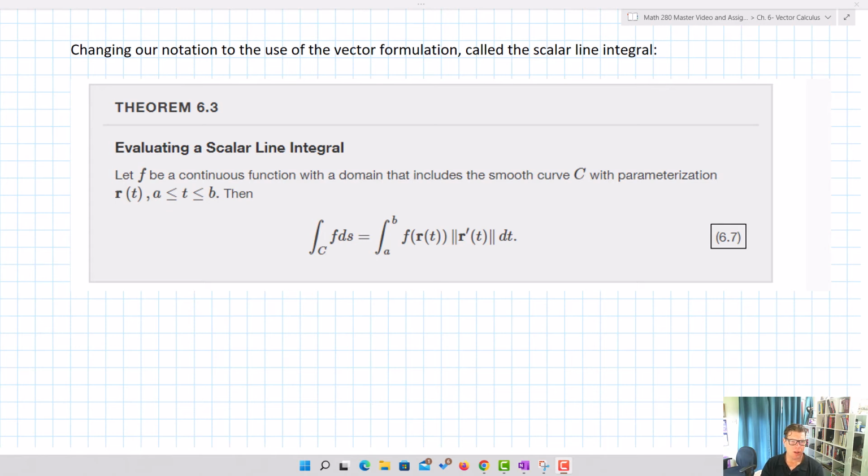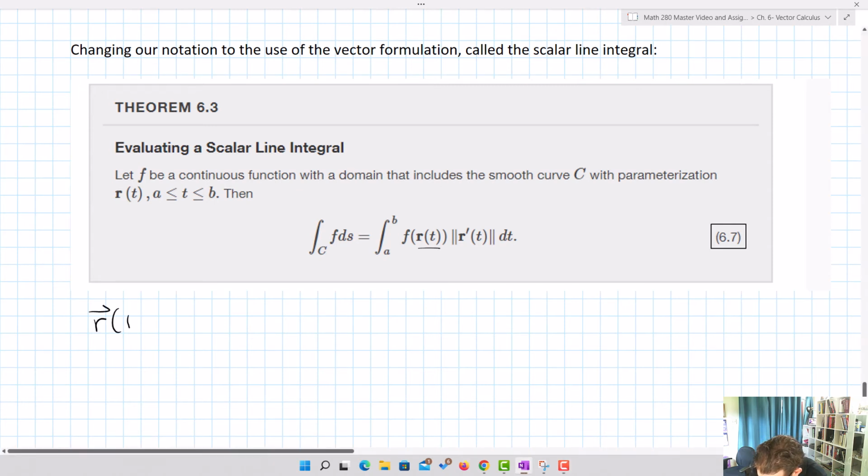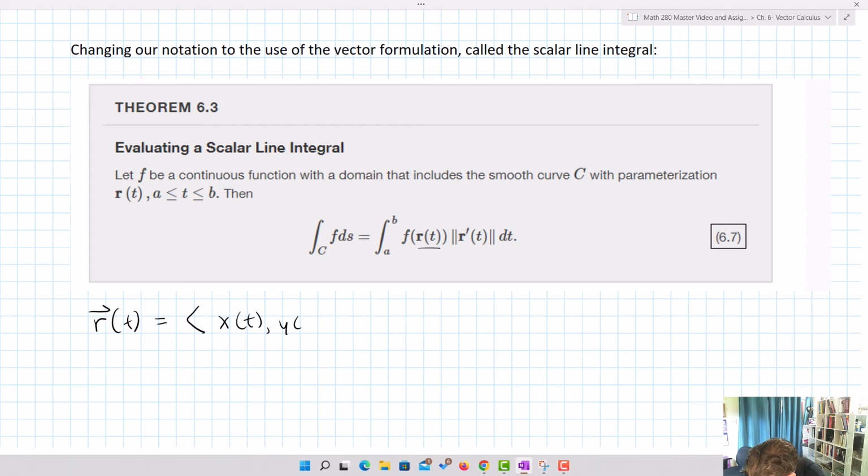So to evaluate a scalar line integral, we're going to consider that f is a continuous function with a domain that includes the smooth curve C with a parametrization r of t, for t between a and b. Okay? So then our line integral, f ds, is going to be equal to, and so we've got r of t, my vector formulation, equal to the vector x of t, y of t, z of t, for example. Or we can use it as just x of t, y of t. Actually, why don't we start with that and then we'll move on.